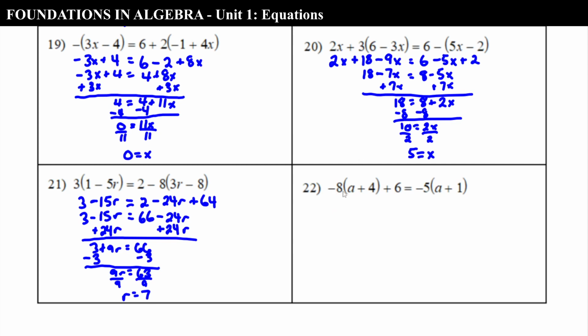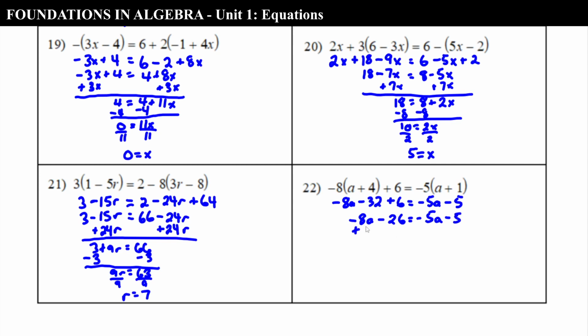And then finally, negative 8 times a gives us negative 8a. Negative 8 times 4 gives us negative 32. Then we have plus 6. Negative 5 times a gives us negative 5a. Negative 5 times 1 gives us negative 5. Let's combine our negative 32 and our positive 6. When we do that, we are going to end up with negative 26. The other side remains the same.